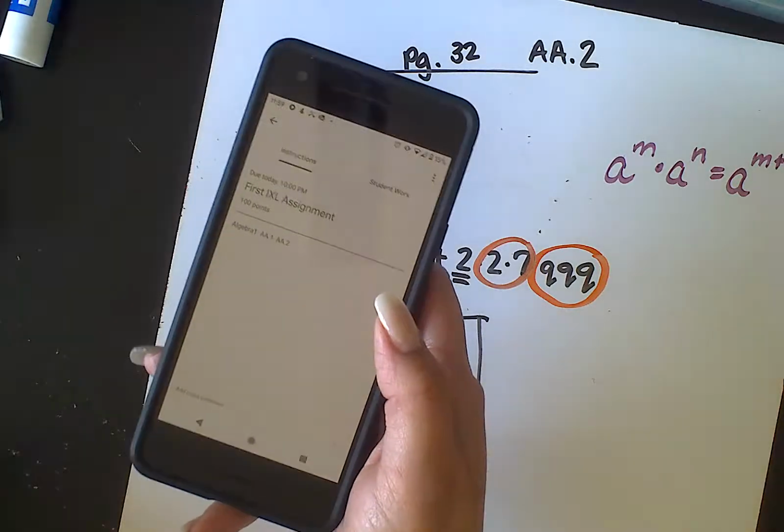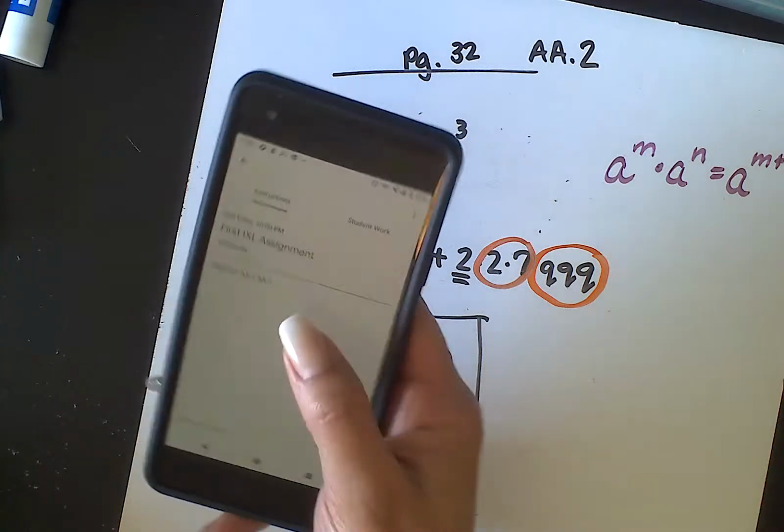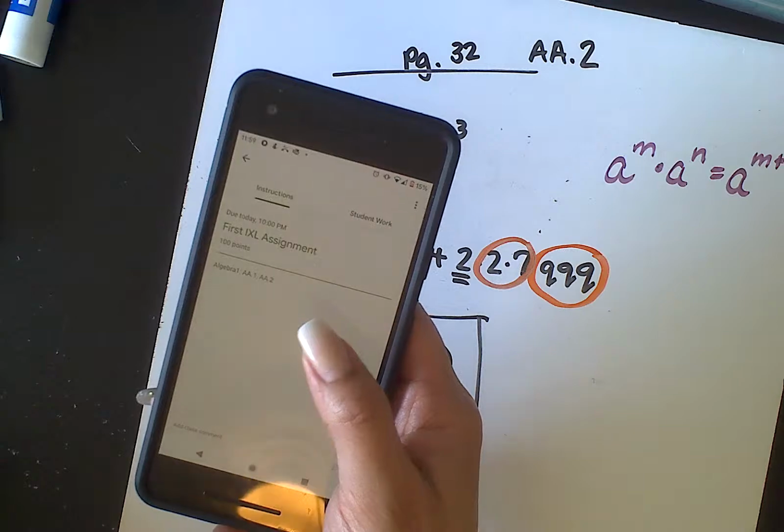and let's see, there we go. It says due today, 10 p.m. And it's just the AA.1 and the AA.2 that's due today.